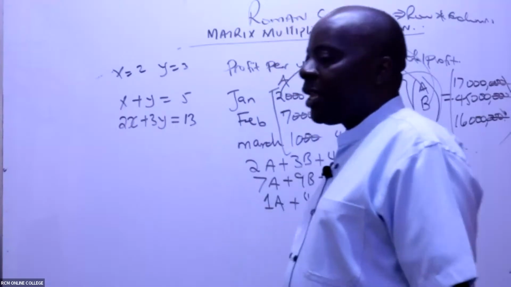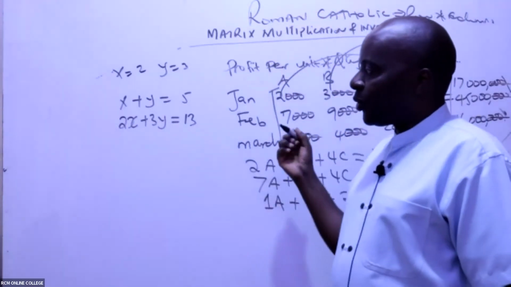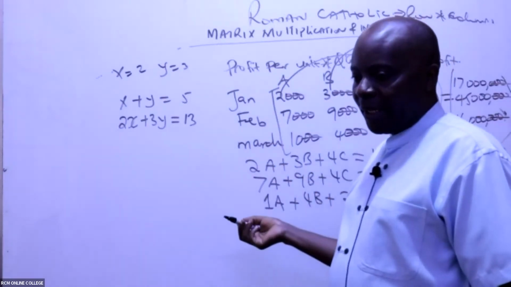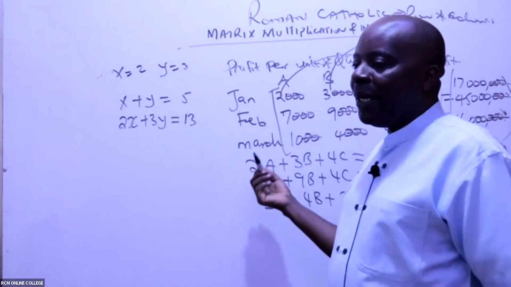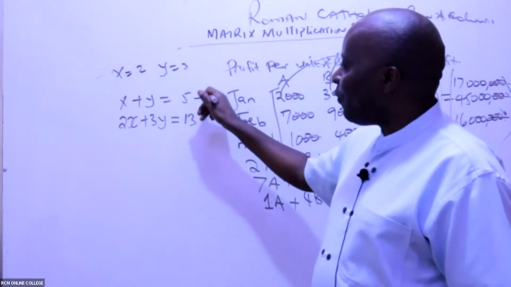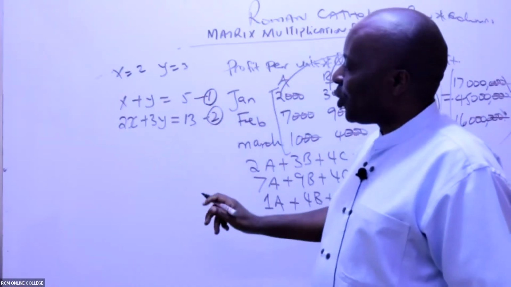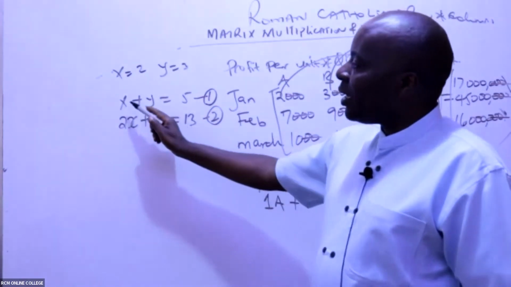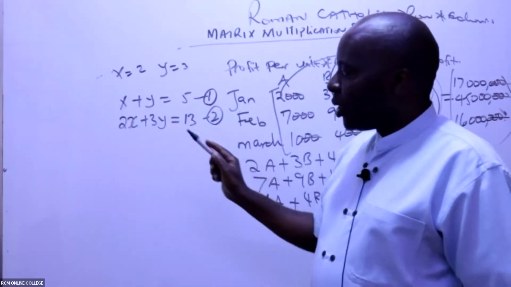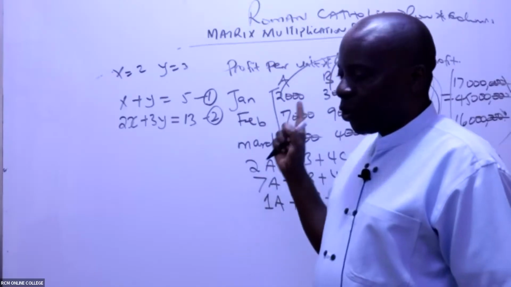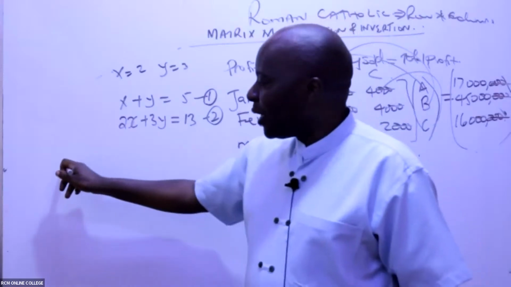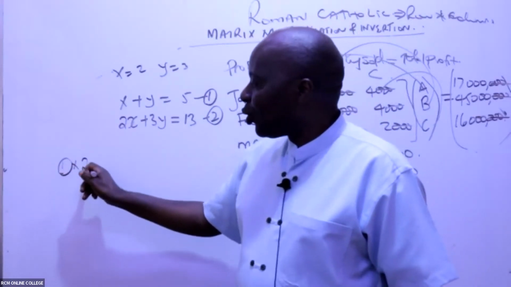So assuming you are given this kind of equations, and you want to get values of x and y, you can use the elimination method. Under the elimination method, if this is your first equation and second equation, you can opt to make the coefficient of x similar to what you have here. So in short, go and multiply equation 1 by 2 throughout.